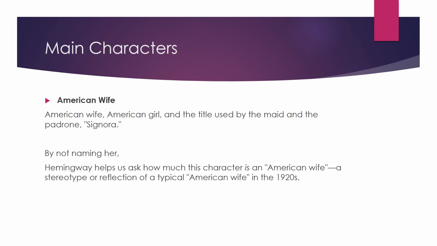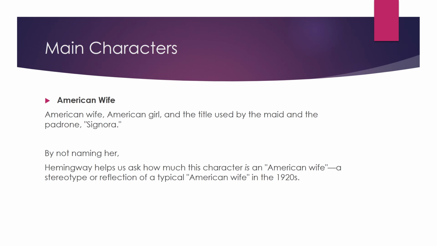As for the main characters, we have the American wife. Of course, we have two main characters. Number one, the American wife, American girl, and the title used by the maid and the padrone, Senora. So, by not naming her, Hemingway helps us ask how much this character is an American wife, a stereotype or reflection of a typical American wife in the 20s.